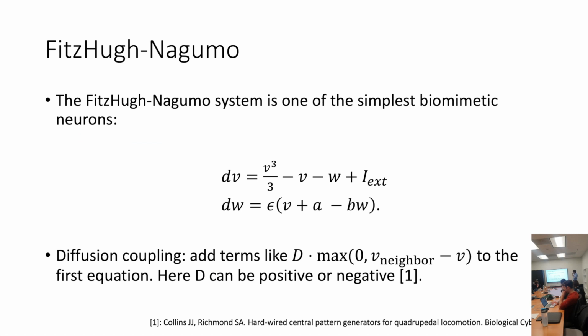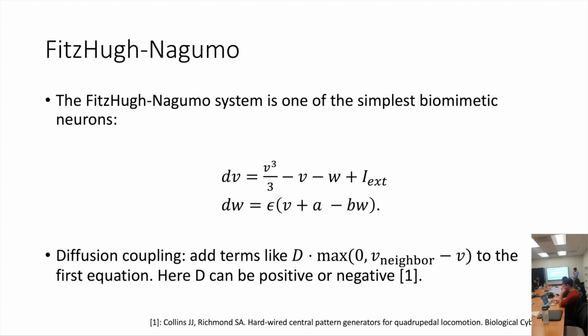This is the system we used as a neuron model. So the FitzHugh-Nagumo system is one of the simplest biomimetic neuron models. There's a fast voltage variable, V, and there's a slow sort of inhibitor gating variable which stands in for potassium current, which is W. Epsilon, A, I external and B are all constants.